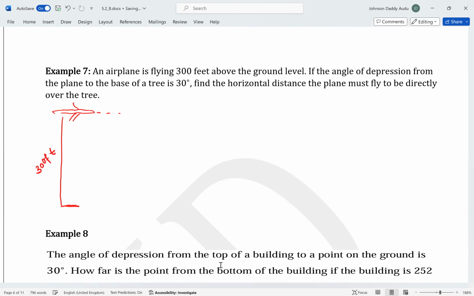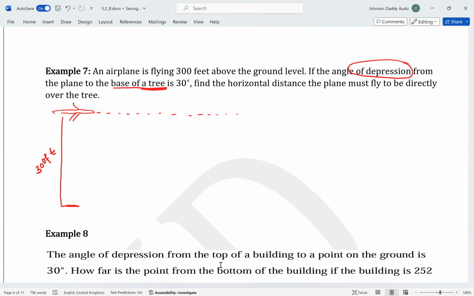Yes. So this will be the line of sight, because the plane is going horizontally, right? But here we have a full stop. The angle of depression from where? So here we're interested in depression, which means you have to look down, right? The angle of depression from the plane to the base of a what? Base of a tree is 30 degrees.